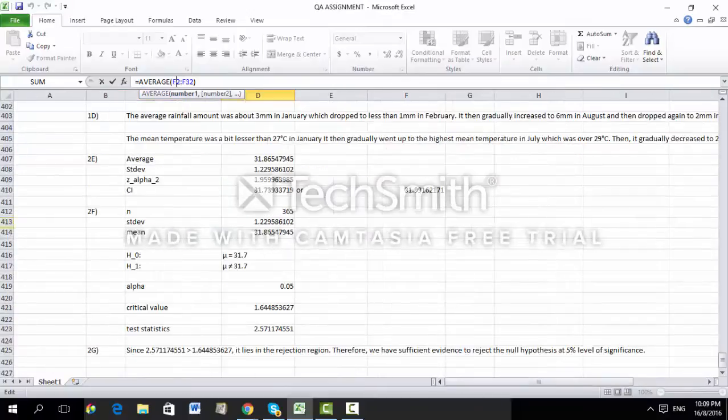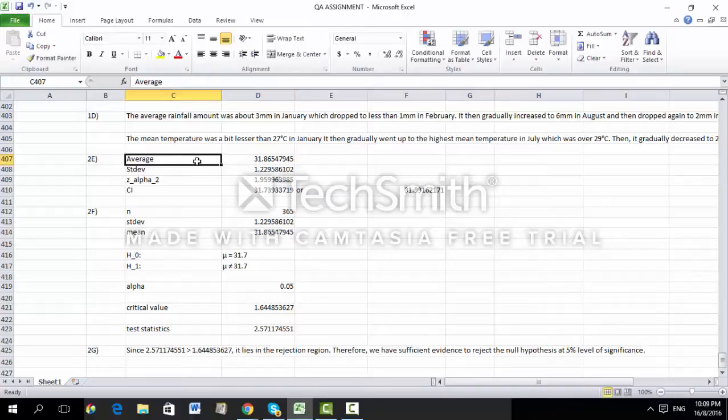So for part 2, the task was to construct a 95% confidence interval to find out the mean daily max temperature in Singapore. For a confidence interval, the things you need are the x bar, which is the average, the z alpha over 2, the standard deviation, and the sample size.